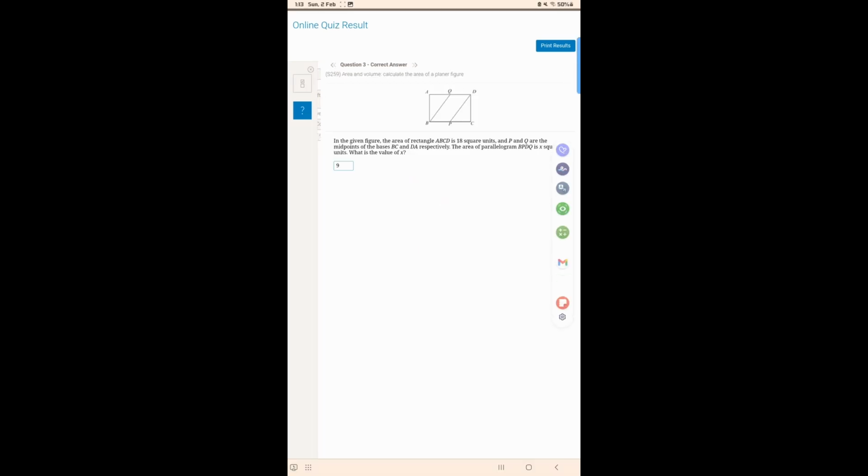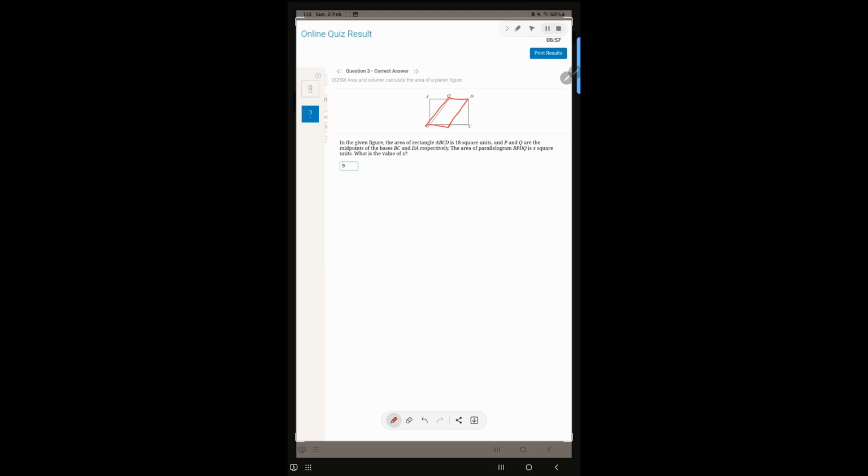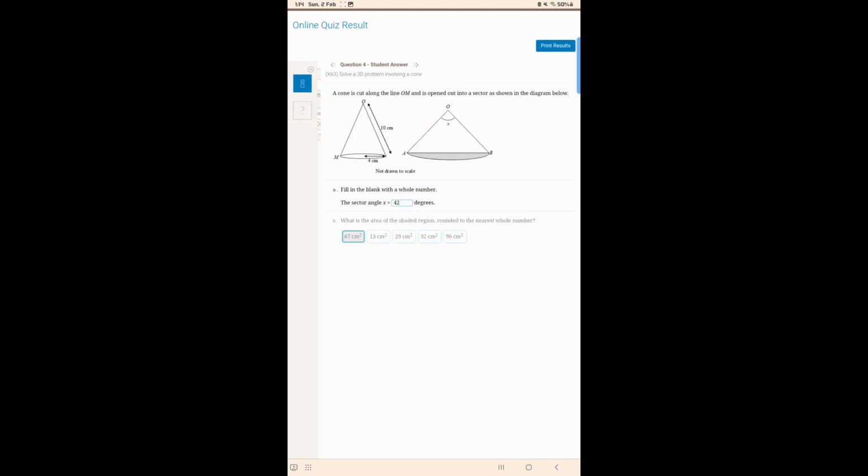Here they tell you, in the given figure, the area of rectangle ABCD is 18 square units. P and Q are the midpoints of the bases BC and DA respectively. Find the area of parallelogram BPTQ. So this is the parallelogram. We know that a parallelogram formed by the midpoints of the sides of a rectangle is equal to half the area of the rectangle. So it's just 18 over 2, which is equal to 9. I'll go back to question 4 at the end of the quiz.